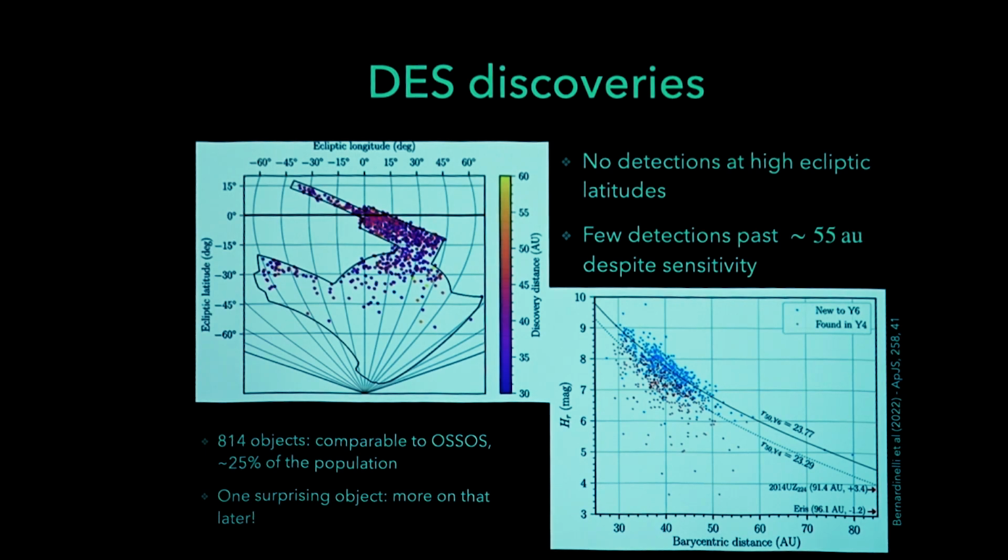After spending all this CPU time, we were very successful. We found a grand total of 114 TNOs. This is comparable to OSSOS, for example. It is the largest survey out there today.